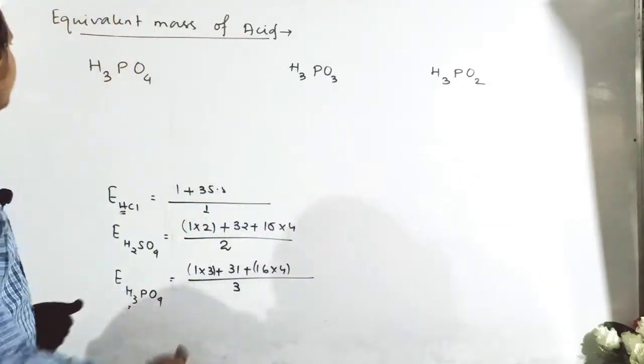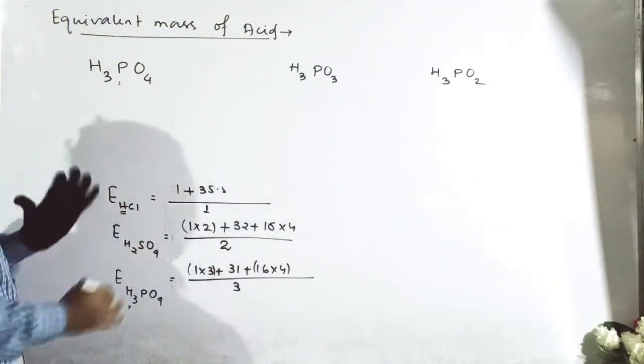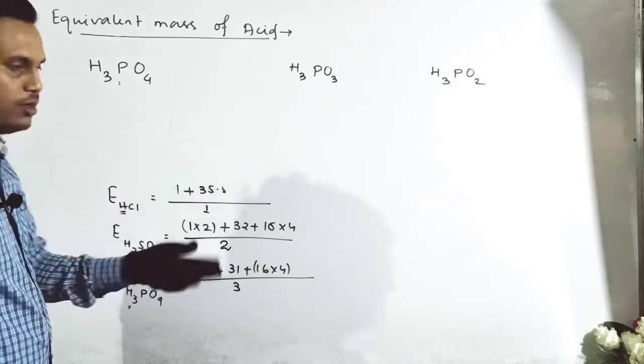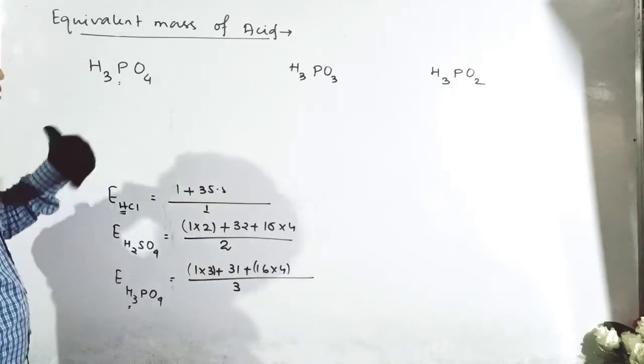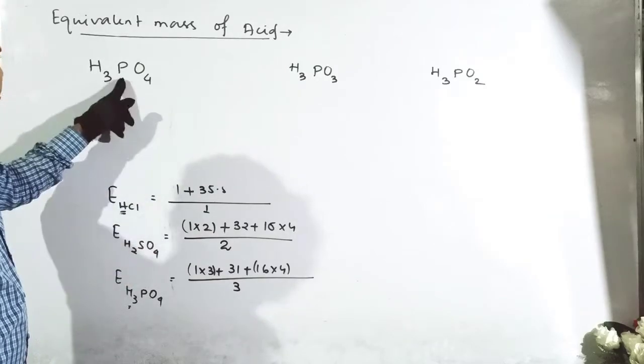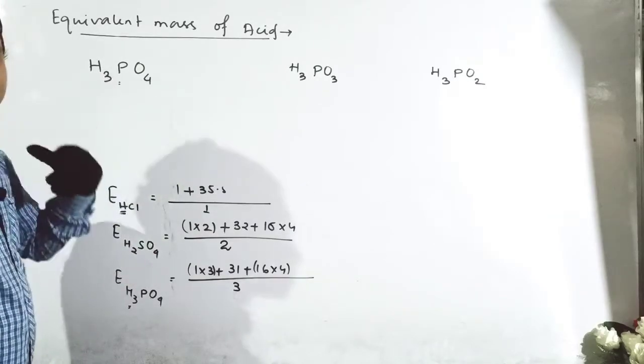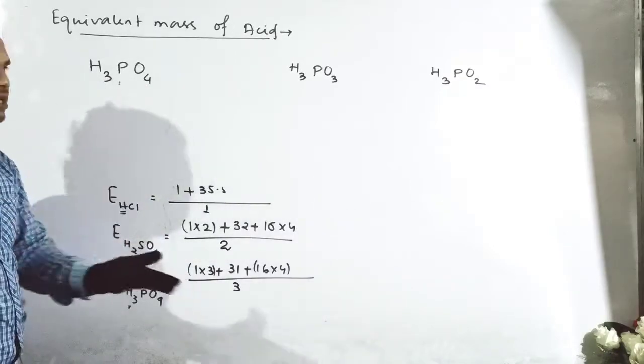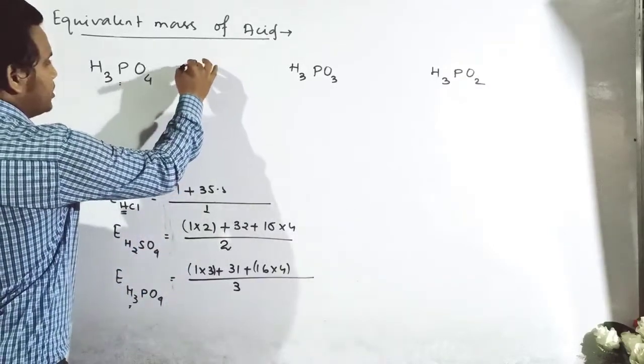What is the shape? Phosphorus has 5 valence electrons, and hydrogen will contribute 1. So 3 hydrogen will contribute 3. So 5 plus 3 is 8. Oxygen we will not consider. Why? Because it is diatomic. So phosphorus is the main atom.